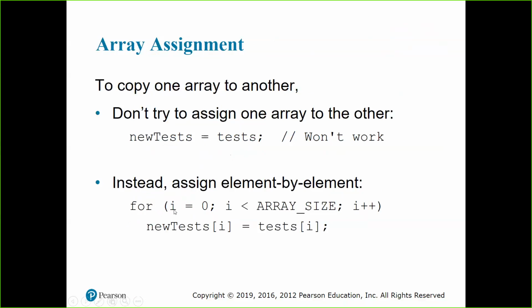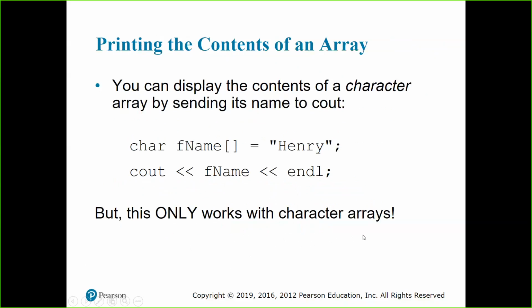For example, for I equals 0, I less than array size, I plus plus, the first array I equals the second array I, so I will be the first value. The first value of this array equals the first value of the second array. So this for loop will assign this array to this array element by element. In the first iteration, the first element will be assigned, in the second iteration, the second value will be assigned, and so on.